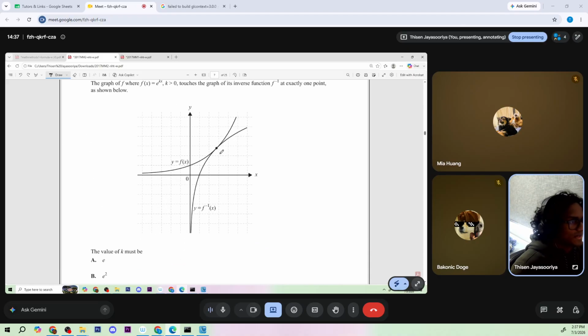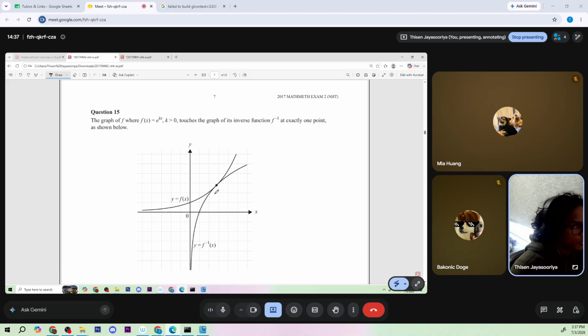Here, okay, this one is the one we spoke about before. Do you see how they have exactly one intersection? It means that f of x must be equal to x because it passes through this line, y equals x. But because y equals x is a tangent, f dash of x must also be equal to 1. So here we get e to the kx, we get k e to the kx, right?